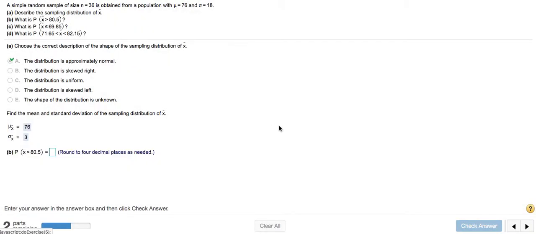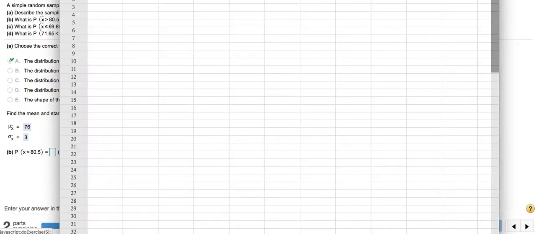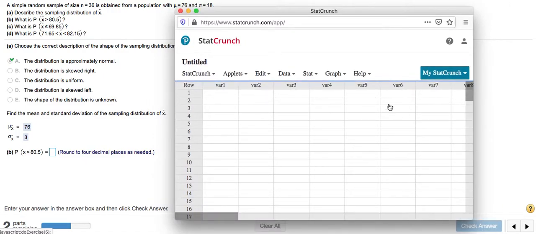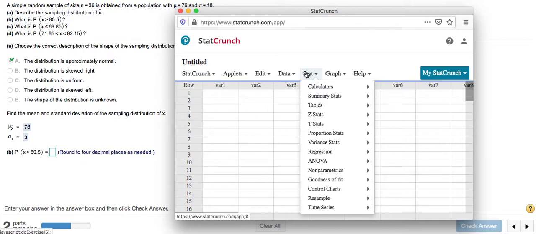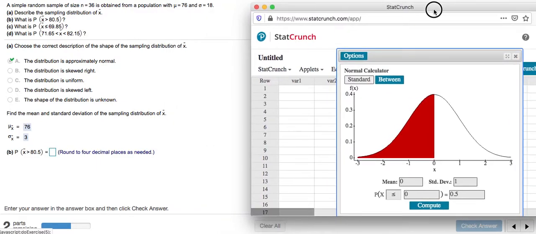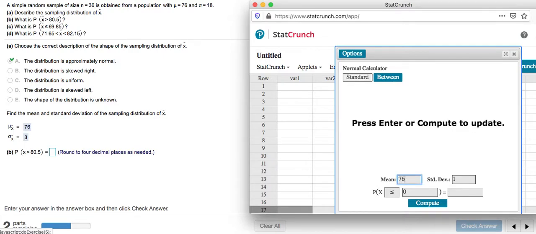Great. Okay, well, now that we have this mean and this standard deviation, what we can do is use the normal calculator that's within StatCrunch to figure out this probability. Here's what that looks like. I'll click on question help and I'll open up StatCrunch. Okay, I'll make the window just a little bit smaller here. To open up the calculator, you go Stat, Calculators, and select Normal. So we get this thing here. I'll enter in the mean, which is 76. I'll enter the new standard deviation, which is 3.